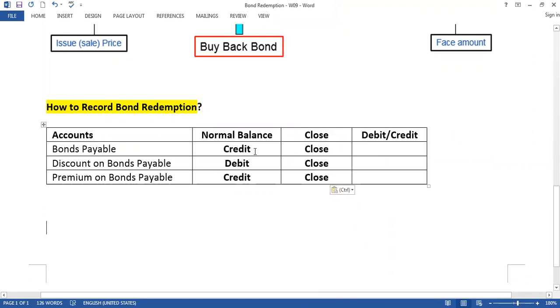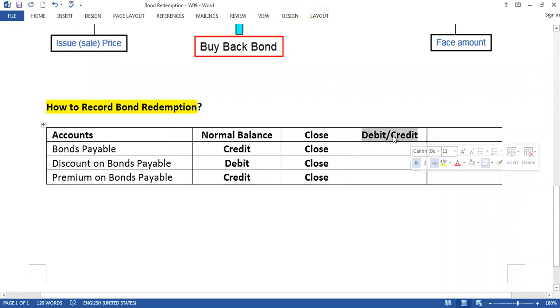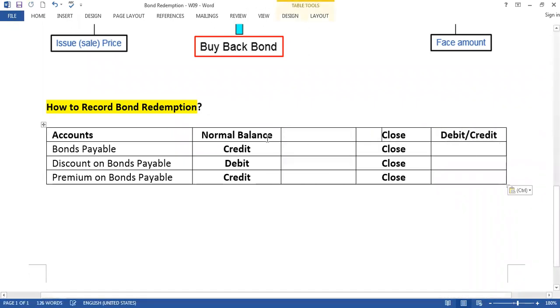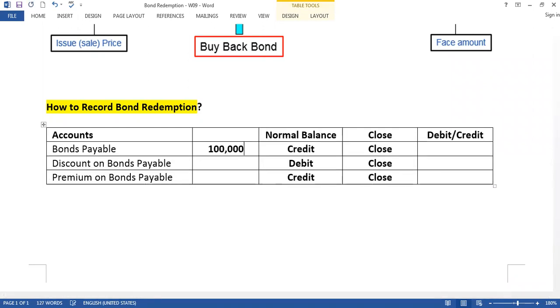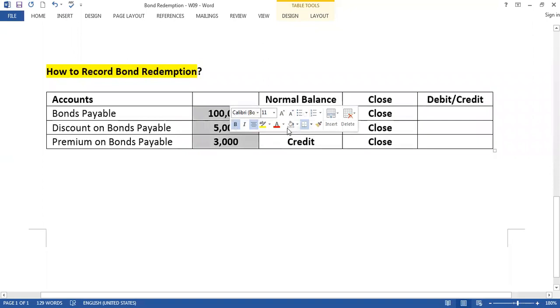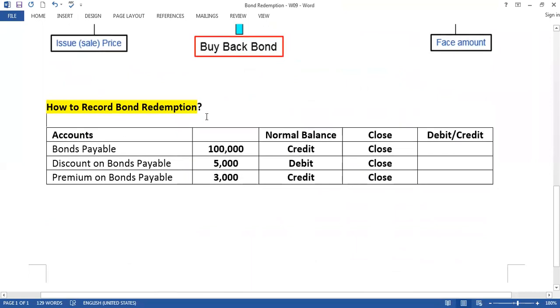And for example, I can put a number here, like 100,000. This is 5,000, and this is maybe 3,000. So I just put some random numbers, and we record it credit, right? Now, step one said to close the carrying value of the bond. So this is step one.